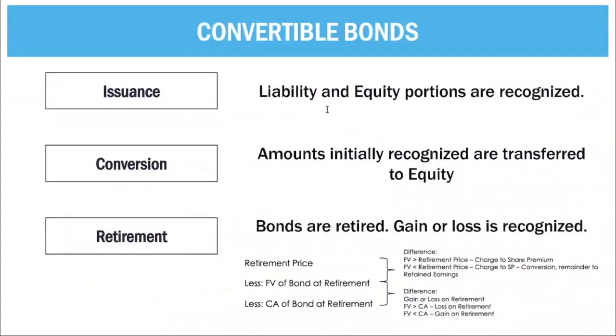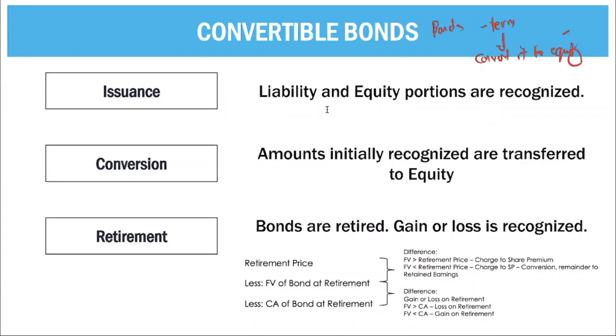So let's start now with your convertible bonds. So what is a convertible bond again? Bonds that give the holder the right to convert the bonds during its lifetime. So if you have bonds, during the term of the bonds, you can convert it to equity. You can convert it to equity.